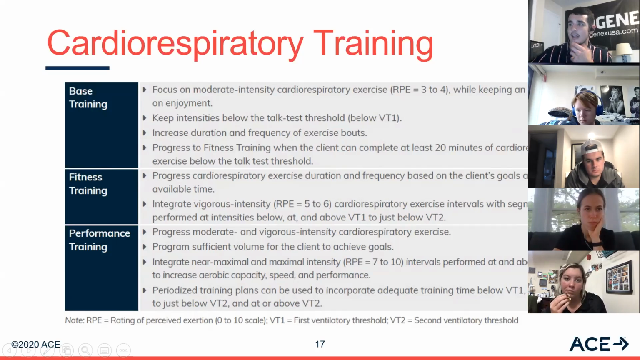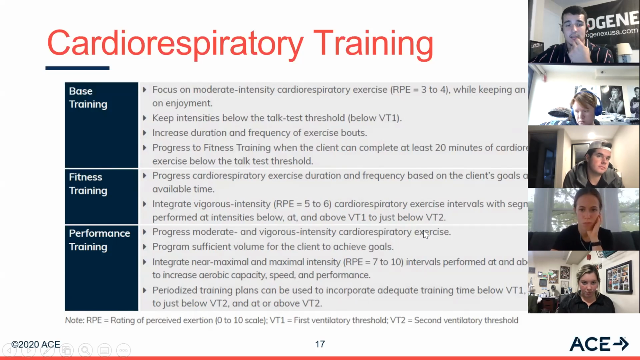And so then performance training, you're progressing into mostly vigorous intensity exercise. You're getting a little bit more volume for them to achieve whatever their fitness goals are. So we're no longer just talking about being healthy. We're talking about really pushing those fitness boundaries. A little bit more near maximal and maximal intensity, so RPE 7 to 10. Some intervals above that lactate threshold to increase aerobic capacity, speed, and performance.